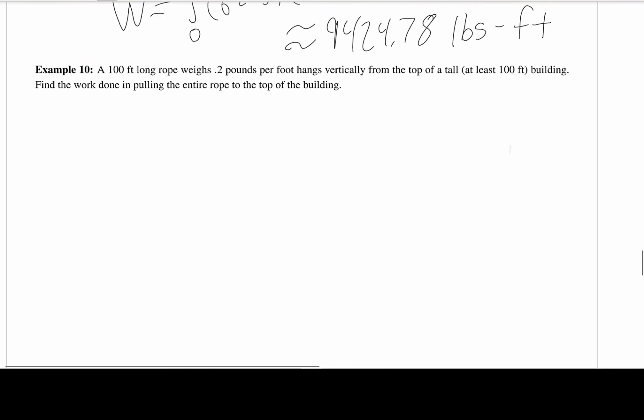Now, for example 10, we're going to change things up a little bit and start working on rope problems. All right? So, I'm going to try to rope you along as we work on these problems. I'm sorry, this has all been building on each other. So, we have a 100-foot long rope, which weighs 0.2 pounds per foot, and it hangs vertically from the top of a tall building. By tall, I mean it's at least 100 feet tall. And we want to find the work done in pulling the entire rope to the top of the building.